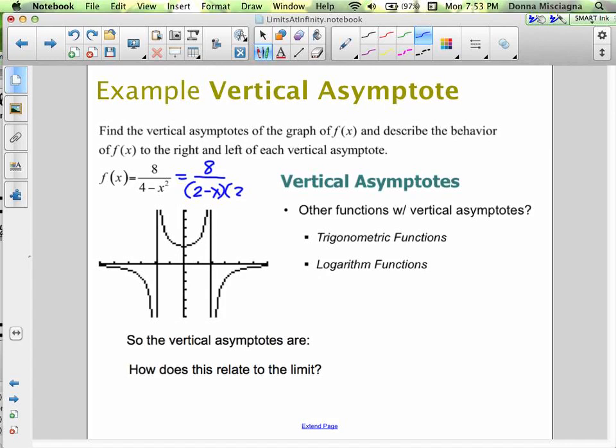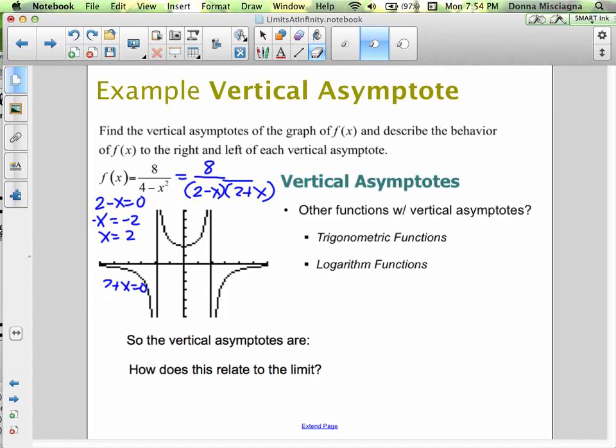Usually we have the x first, but I'm not going to factor out that negative. I'll just factor it the way it is. If we set those equal to 0, 2 minus x equal to 0, then negative x would be negative 2, which would make x equal to 2. And if we set 2 plus x equal to 0, then subtracting 2 from both sides, x is going to be negative 2.